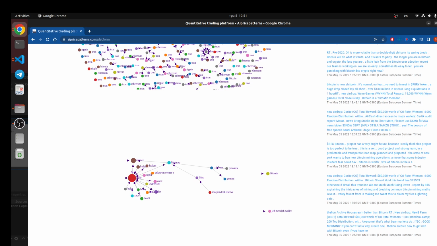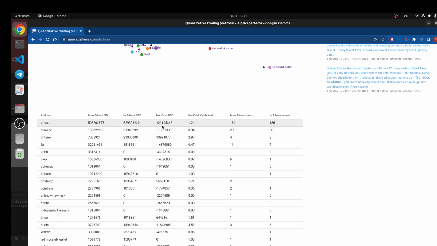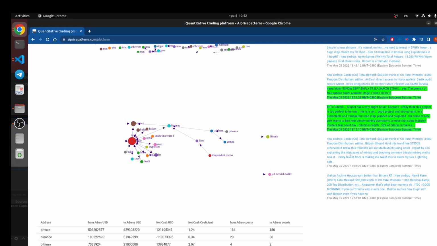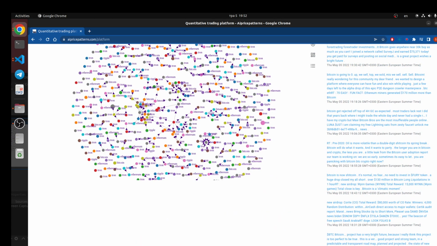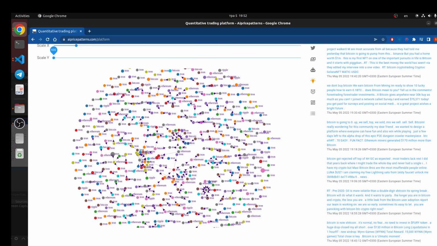Okay, and I need to understand what the net cash value is between these wallets. And you see we have a negative net cash value. It means we have some overdraft from Binance to the private wallet. When it happens, liquidity is decreased, and when liquidity is decreased on the market, it means we have a very high risk of a downgrade.